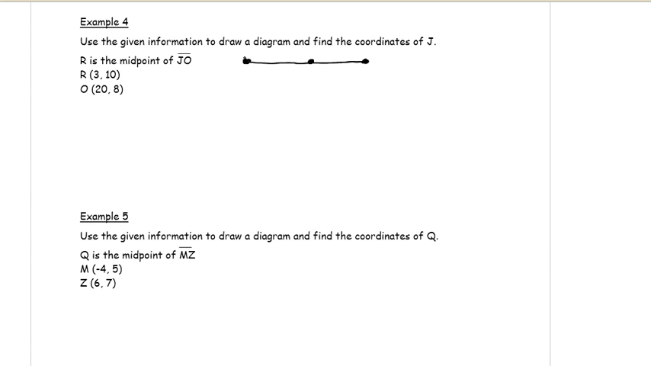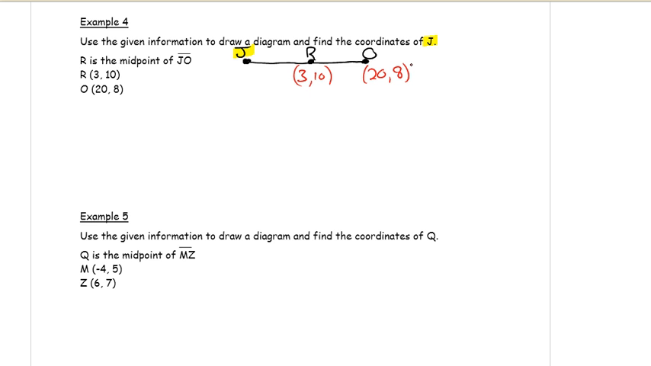And we have R is the midpoint of JO. This time we want to find J, not that midpoint, so it's going to be a little bit different. We have R is (3, 10). We have O is (20, 8). Now you can make this hard, you can make this easy.